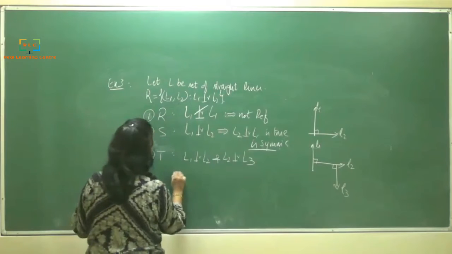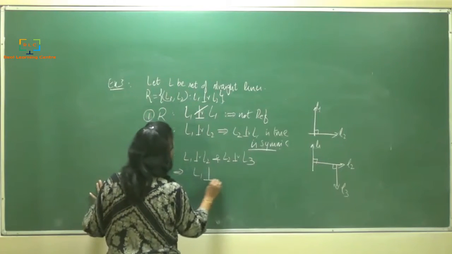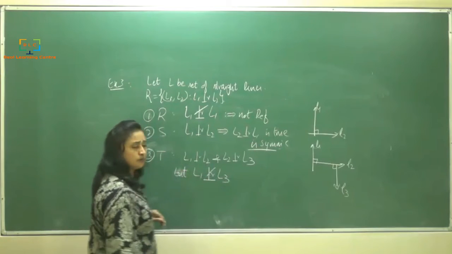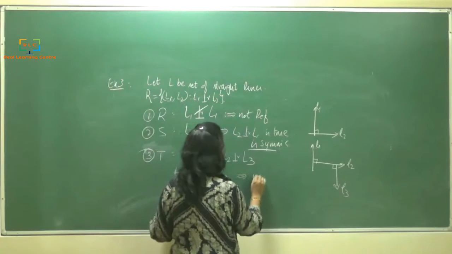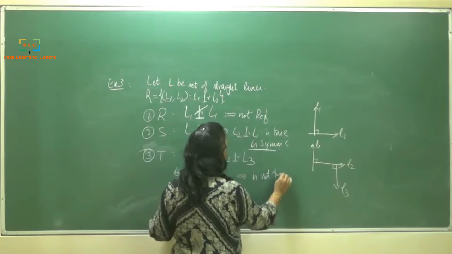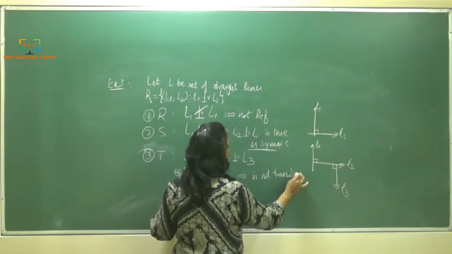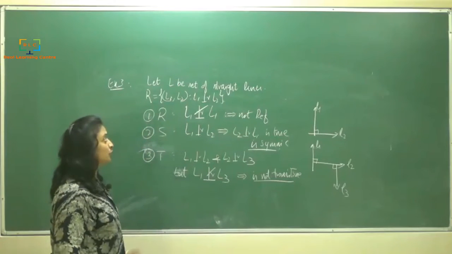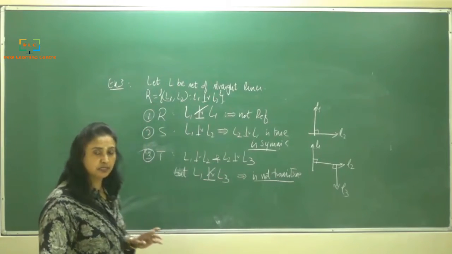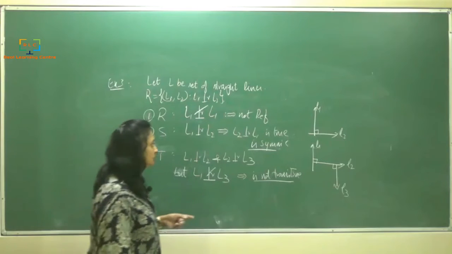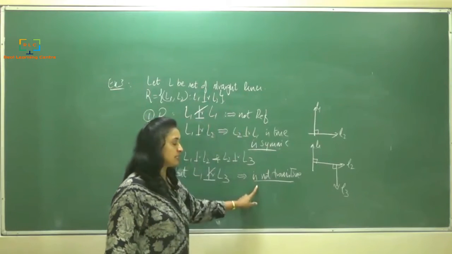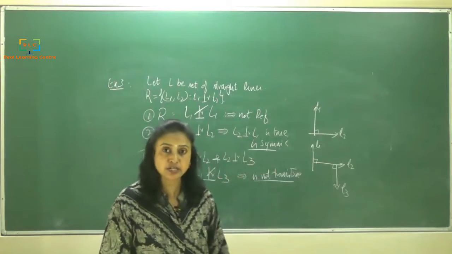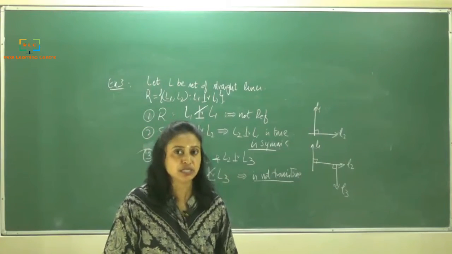But L1 and L3 are parallel, they are not perpendicular. So, but L1 is not perpendicular to L3. So, this implies that it is not transitive. So, the relation "is perpendicular to" on the set of straight lines is neither reflexive nor transitive, but it is only symmetric. But when you say equivalence relation, which one is that? "Is parallel to" is an equivalence relation.